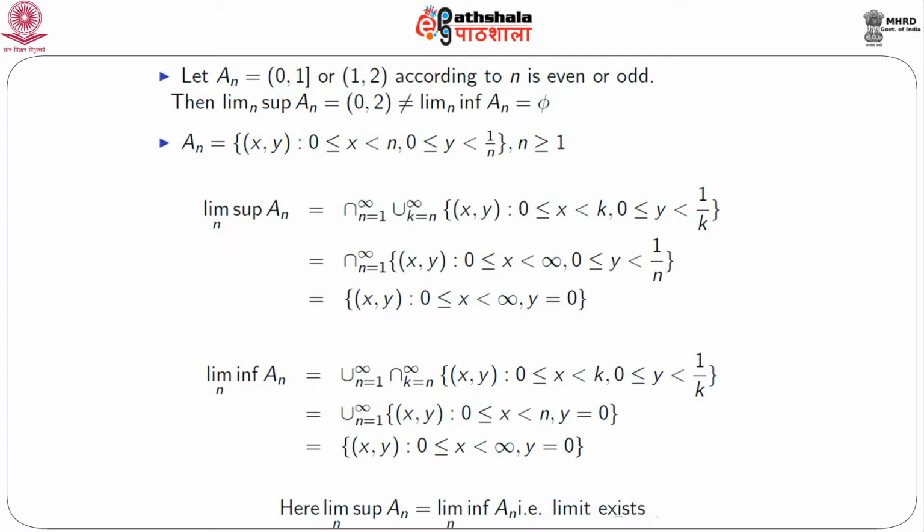So, the lim inf is the collection of (x, y) such that x lies between 0 and infinity and y is equal to 0. Here, we found that lim sup is equal to lim inf. So, whenever we have lim sup equal to lim inf, we say the limit exists.